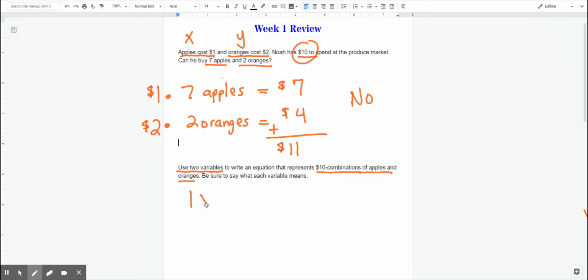So we have our $1 times X, and we're going to add it together with the cost of oranges. So that's how much oranges cost, $2 times how many oranges Noah's going to buy, which we don't know yet, so we're going to use the variable Y, and that has to equal how much Noah has to spend, $10. So that's our combination.